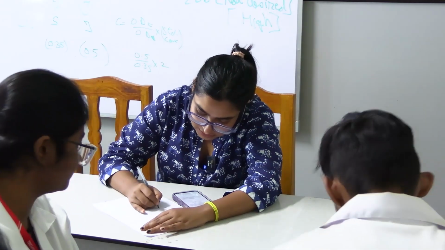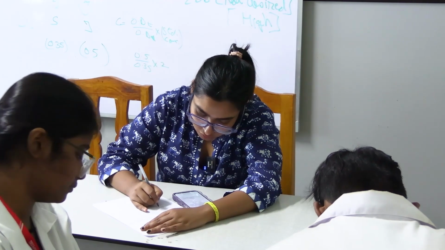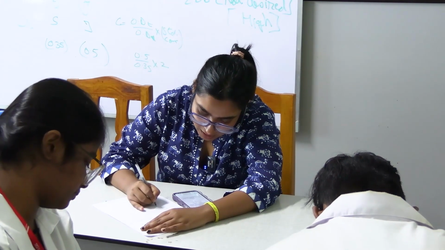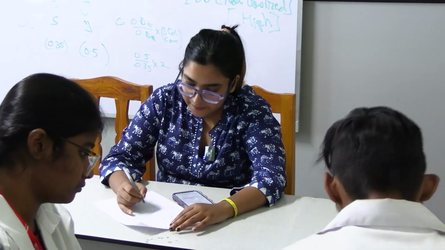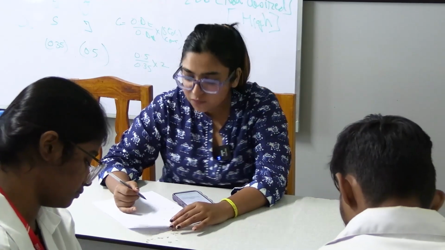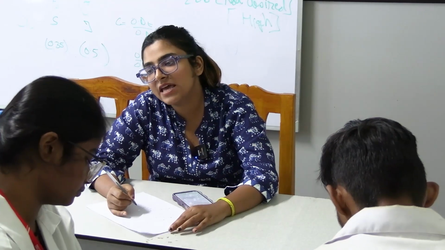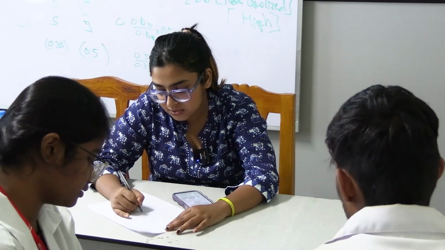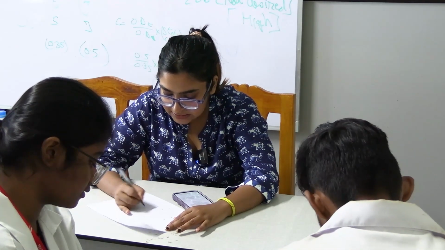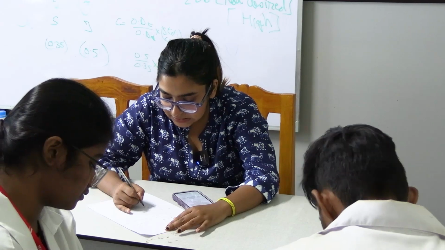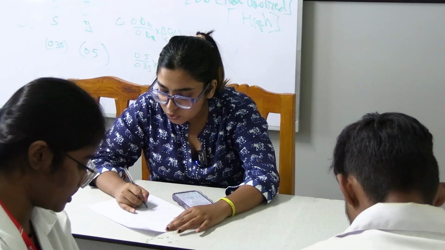pH 7.48, PaCO2 28, bicarb 22, PaO2 85. Okay. Now pH is 7.48. Is it more or less? More. pH more, what can we say? Alkalosis. Very good. PaCO2 is more or less? Less. Bicarb is more or less? Normal. Okay, bicarb is normal, PaCO2 is less.